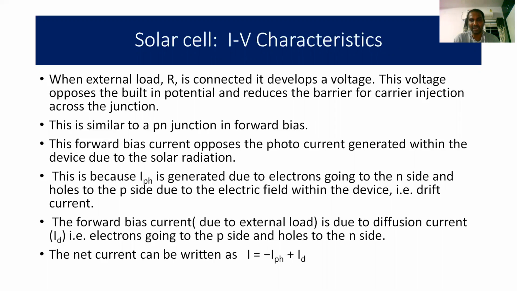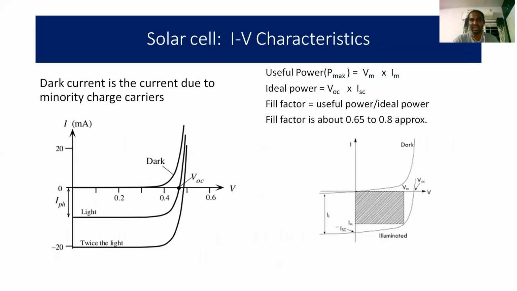The forward bias current, which is due to the external load, is the diffusion current. That is, electrons going to the P side and holes going to the N side. You know diffusion: carriers move from a high concentration region to a low concentration region. On the P side, electrons are fewer, that's why electrons go towards the P side, and on the N side, holes are fewer, that's why holes move to the N side. That is the phenomenon of diffusion. The net current can be written as I equals minus IPH plus ID, that is, photocurrent plus diffusion current.